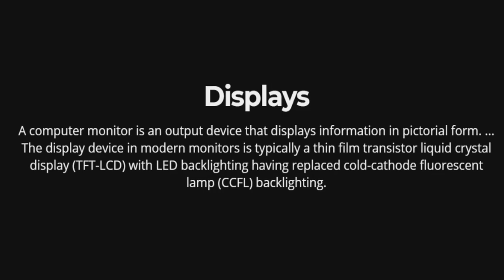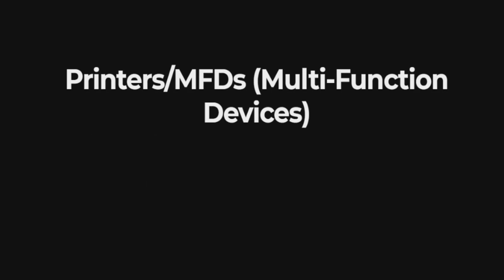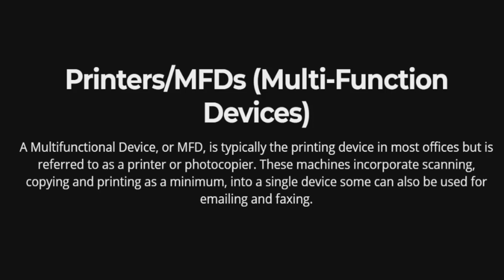Displays. A computer monitor is an output device that displays information in pictorial form. The display device in modern monitors is typically a thin film transistor liquid crystal display, TFT LCD, with LED backlighting, having replaced cold cathode fluorescent lamp, CCFL, backlighting. Printers/MFDs, multifunction devices. A multifunctional device, or MFD, is typically the printing device in most offices but is referred to as a printer or photocopier. These machines incorporate scanning, copying, and printing as a minimum, into a single device. Some can also be used for emailing and faxing.